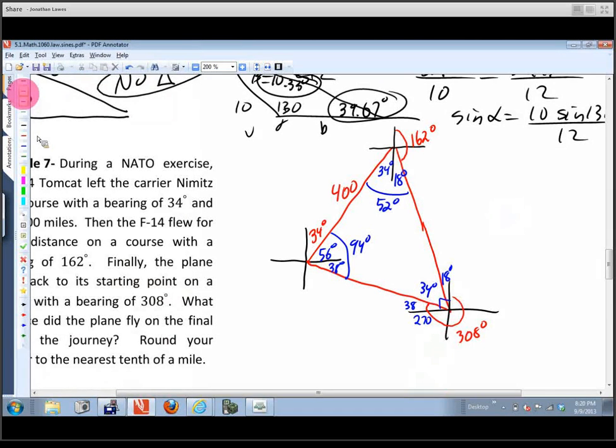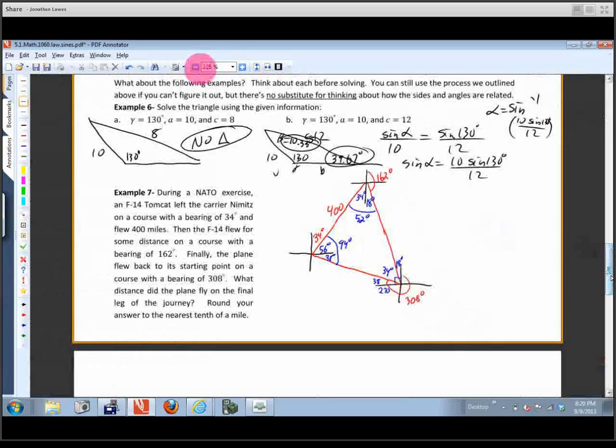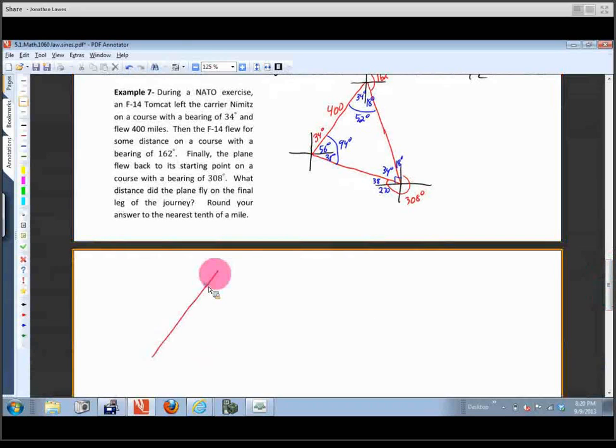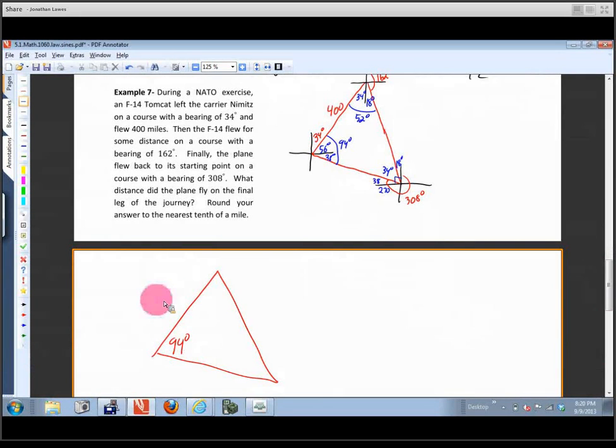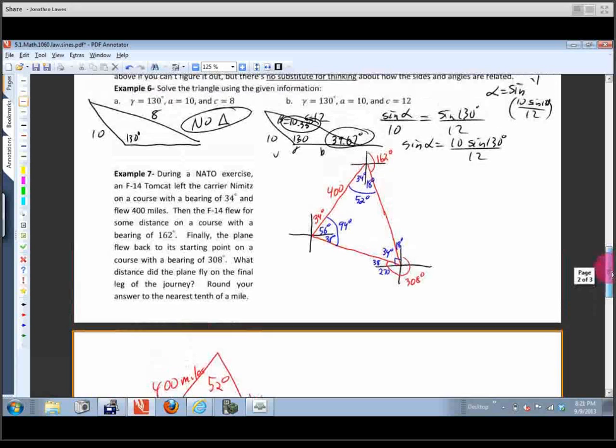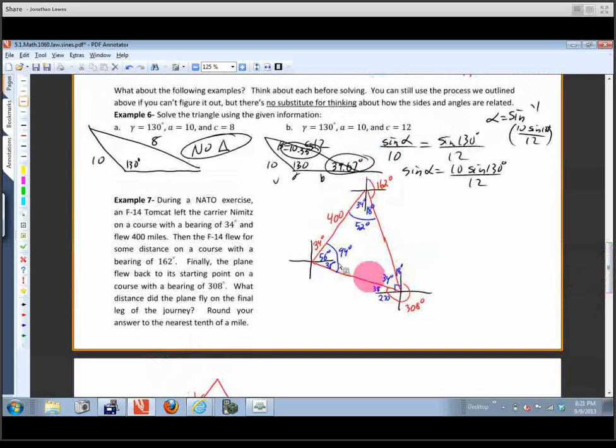So here's what I've got. Here's my picture. I've got a triangle. Draw it down here on this one. It looks something like this. This is 94 degrees. This is 400, in this case, miles. And this angle right here is 52 degrees. And this is 34 degrees. And what it says is, what distance did the plane fly on the final leg of the journey? It wants this one right here. If you think about it, we could solve for this other one over here. We'll call that one y. I want you to take a second and think about how we put this together, why this is the right triangle, and then go ahead and finish it off.